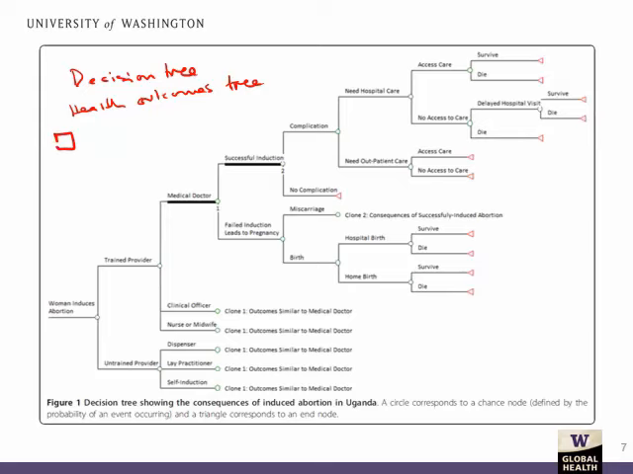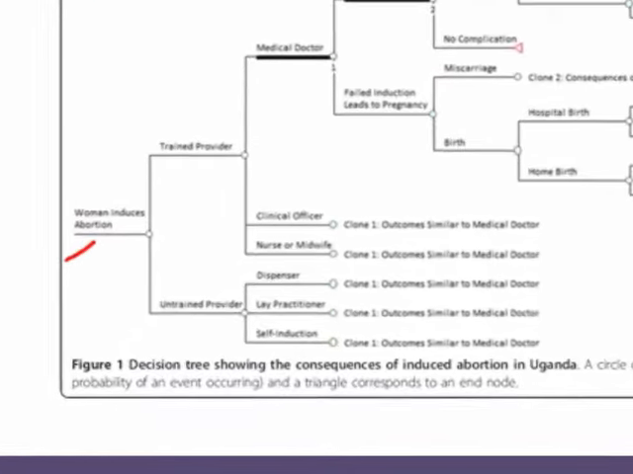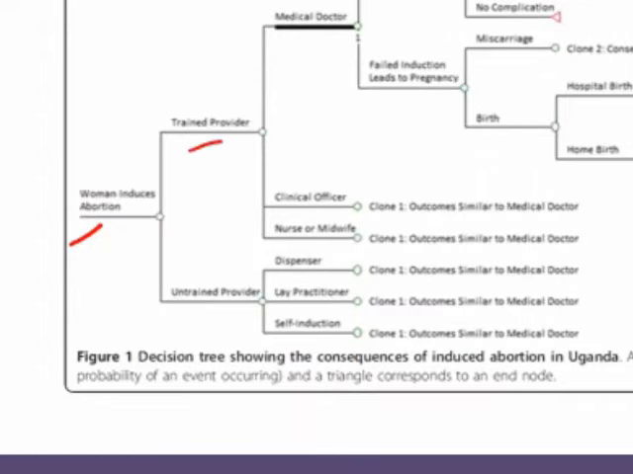So a woman who induces an abortion might do it with a trained provider or with an untrained provider. So the first node is actually a chance node. The index node in the model is a chance node. So we're saying decision tree, but we're using the word decision tree as a reflection of the method, but not a reflection of the decision.